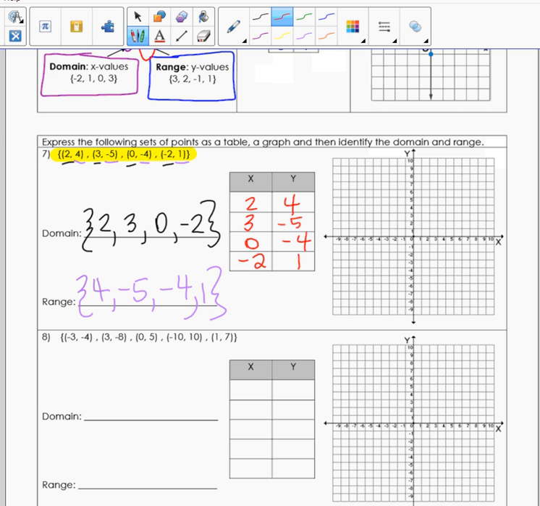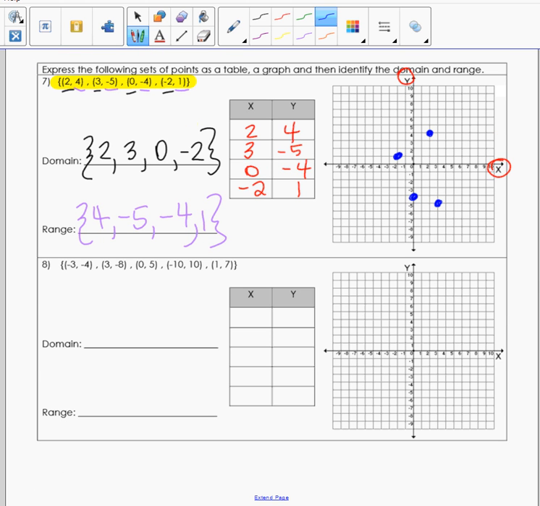So when we go to graph those, remember your x is always left to right, y is always up and down. So we have the point 2, 4. So I'm going to go right 2 and up 4. There's my first point. I have the point 3, negative 5. So right 3, and now I'm going to go down 5 because it's negative. 0, negative 4 means I don't go left or right, I'm just going to go down 4. And then negative 2, 1 means I go left 2 and up 1. So those are what the 4 points would look like graphically. So that's all you have to do there.